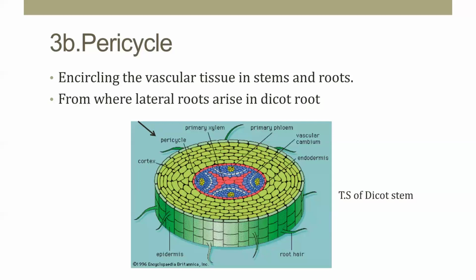Okay, so pericycle. The main function of the pericycle in dicot root: the cells of the pericycle become meristematic and form the vascular cambium and cork cambium in dicot roots. Lateral roots also develop from the pericycle. Sometimes in some plants, the pericycle region also has secretory cells, that is latticifers, which secrete latex.